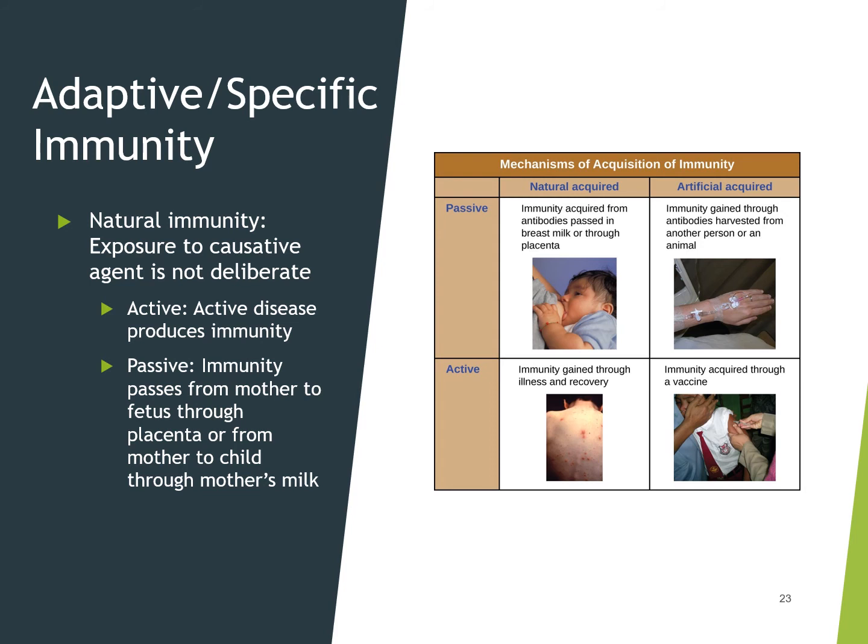Now, active natural immunity happens anytime that we're exposed to something and it's not deliberate. So we're exposed to some sort of bug. Maybe it's a cold. COVID is a good example, measles, chickenpox, anything that wasn't deliberate. We were just out in the world doing what we do and we got exposed to it. That is an example of active natural immunity.